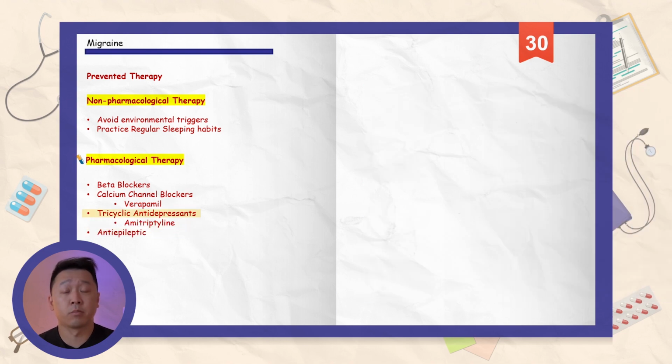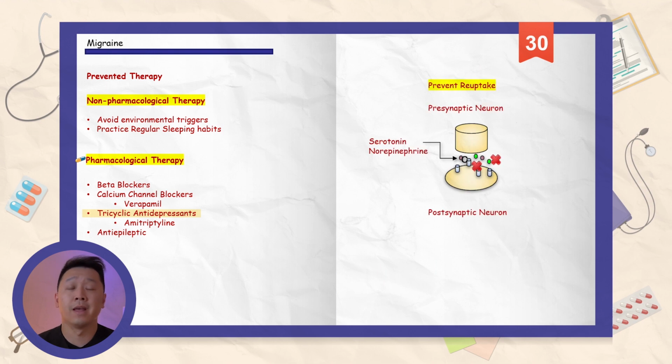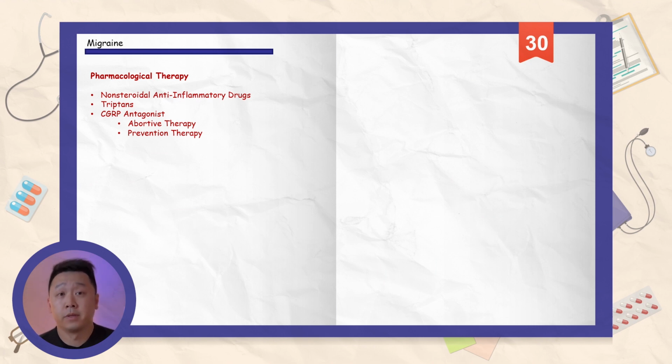Tricyclic antidepressants prevent the reuptake of both serotonin and norepinephrine, and those two neurotransmitters are responsible for pain regulation. So, preventing the reuptake of serotonin also contributes to the vasoconstriction of the blood vessel. The increased level of norepinephrine in the brain helps dampen transmission of pain signal. So the migraine pharmacological therapy can be broken down into 3 mainstay mechanisms of action: NSAIDs, which are non-steroidal anti-inflammatory drugs, triptans, as well as CGRP antagonists.